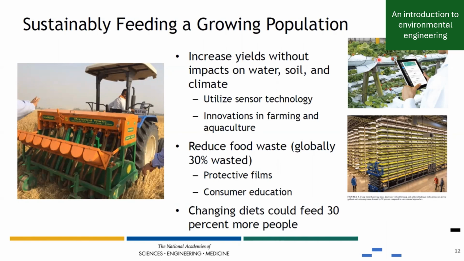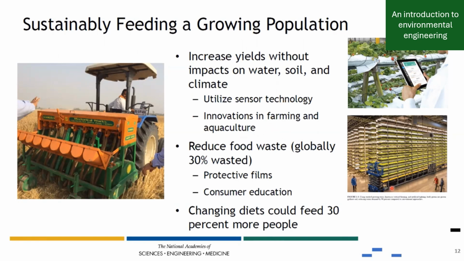You have some sensor technology here. You can monitor how much is needed. If it needs water, then you can just put the water in, or automatically put the water in. So it means that you are actually optimizing. You are not making some waste. Innovations in farming and aquaculture.